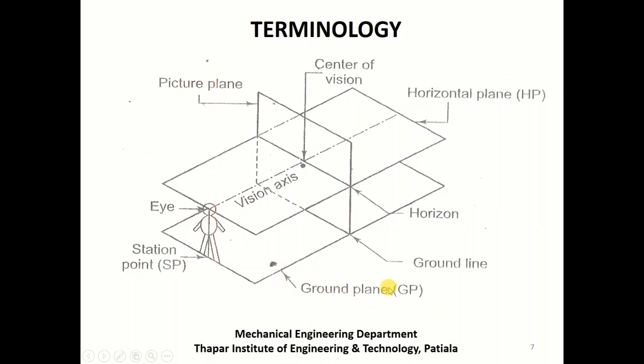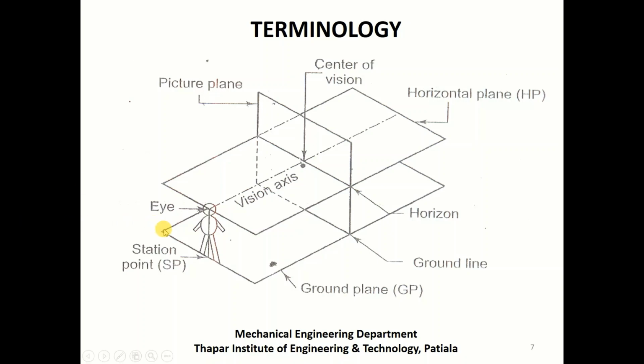So this is a ground plane, and there is an observer. The observer has a certain height. So the observer is standing on the ground. The point where the observer is standing on the ground is called the station point. This is one important term that you should understand, because you will invariably be given some data about the station point in all the problems that you'll be doing.